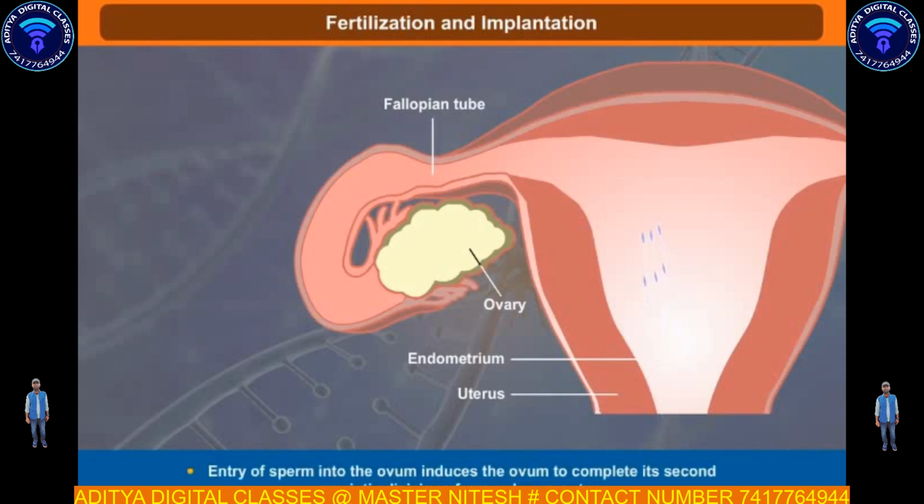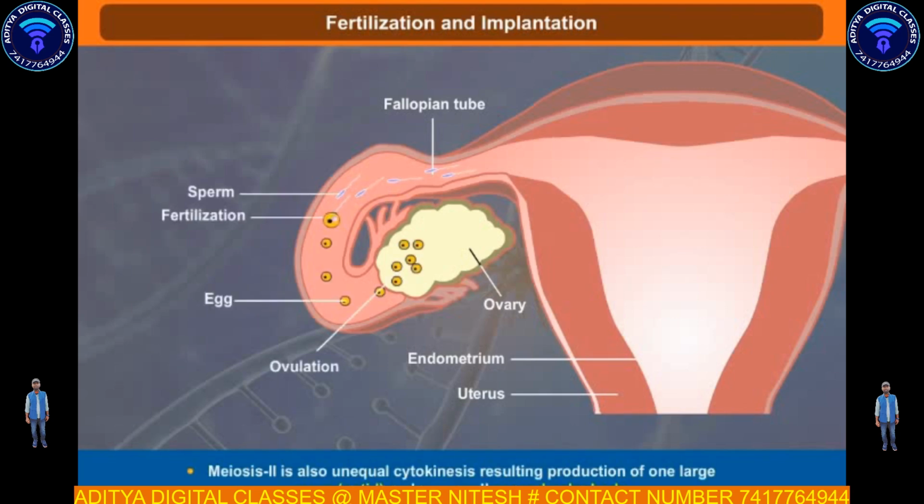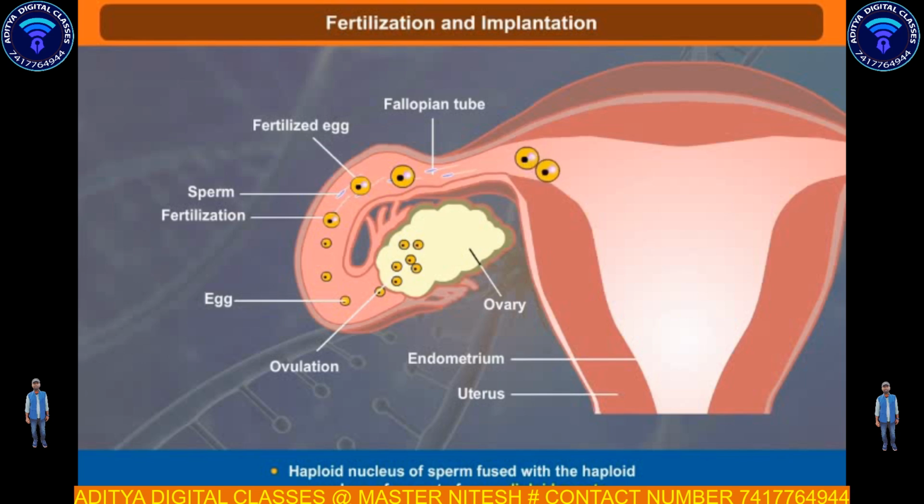Entry of the sperm into the ovum induces the ovum to complete the second meiotic division of the secondary oocyte. Meiosis II is also an unequal cytokinesis, resulting in production of one large ovum, ootid, and one small second polar body. The haploid nucleus of the sperm fuses with the haploid nucleus of the ovum to form a diploid zygote.